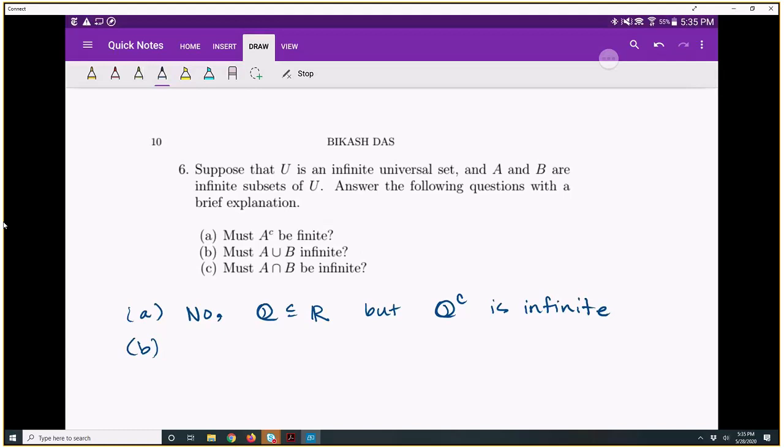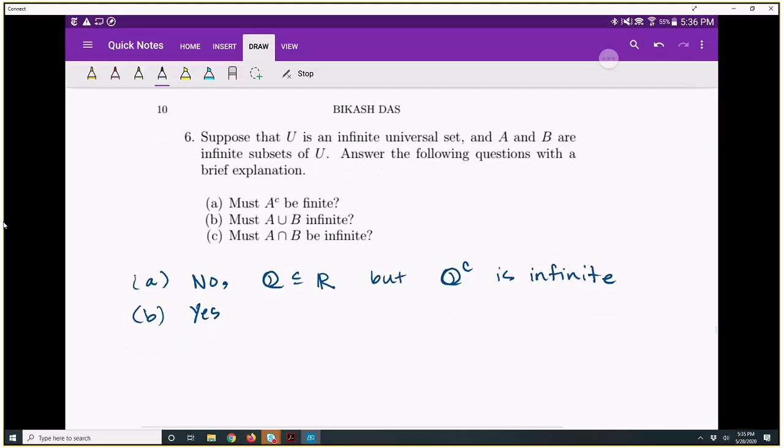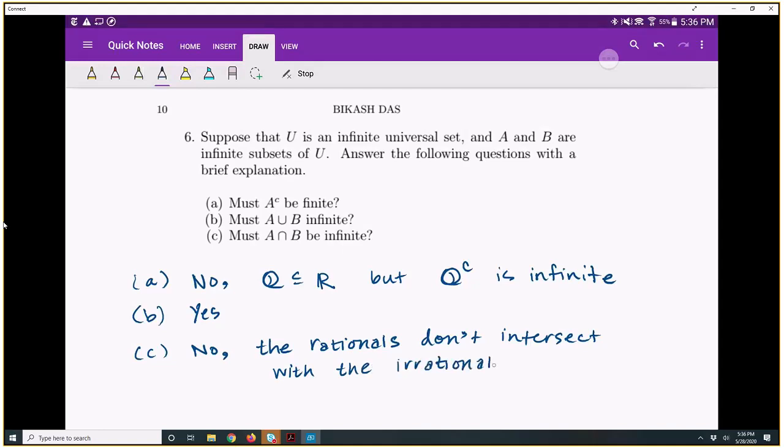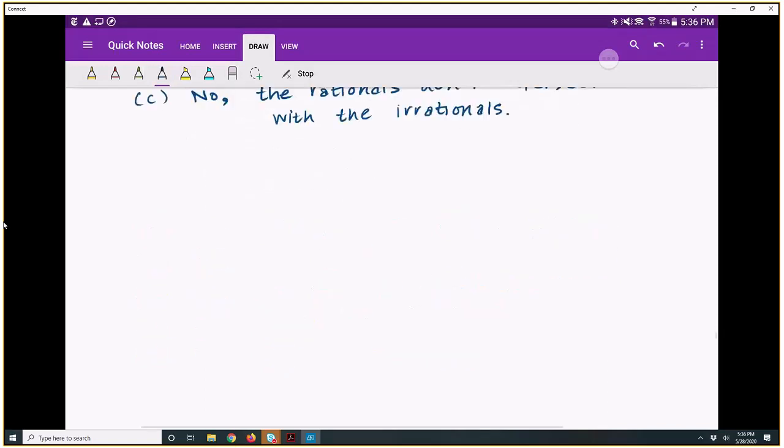What about should the union be infinite? Well, yes, definitely, because A is already infinite and B is already infinite. When we put them together, we're definitely getting an infinite set. But what about the intersection? The intersection doesn't have to be infinite, because if we think about the same example of the rationals inside the real numbers, the rationals don't intersect with the irrationals, but both are infinite subsets. So if we let A be the rationals and B be the irrationals, we can see that C does not have to be true.